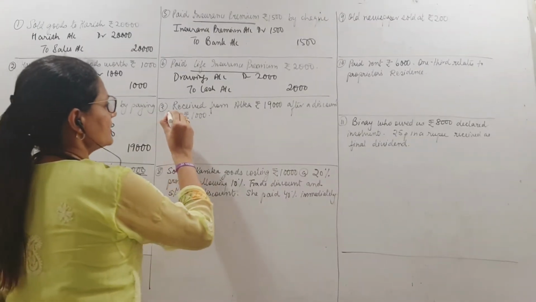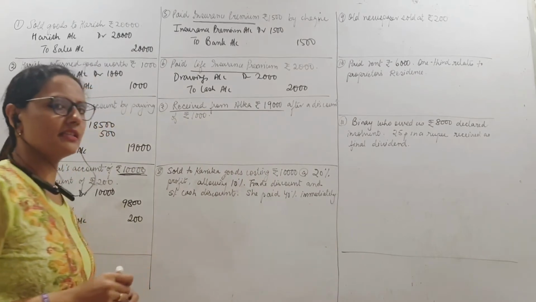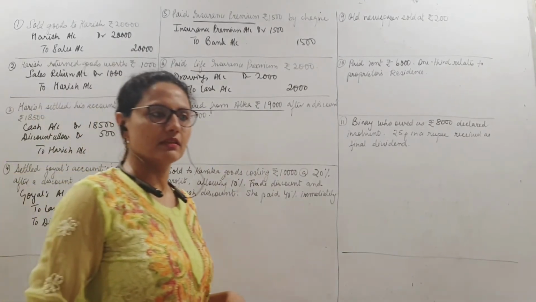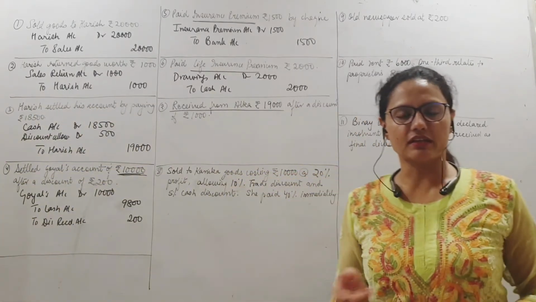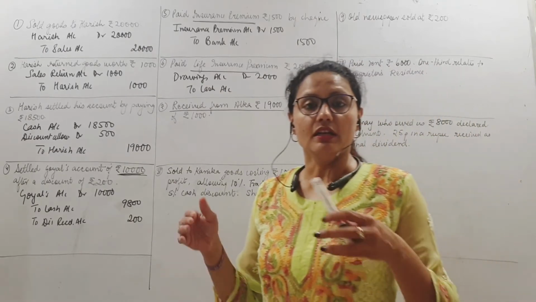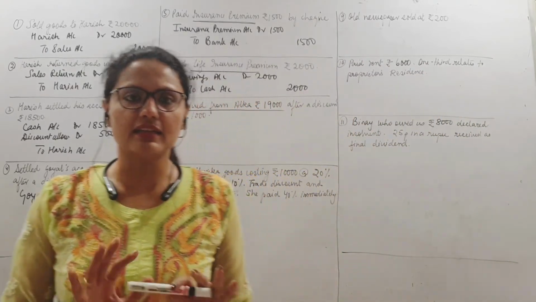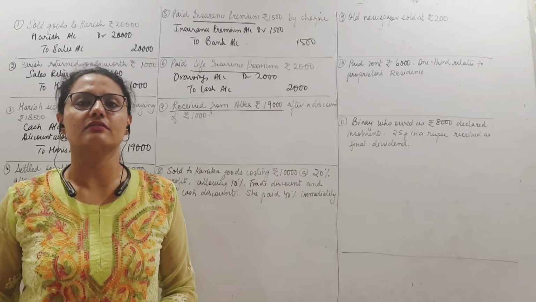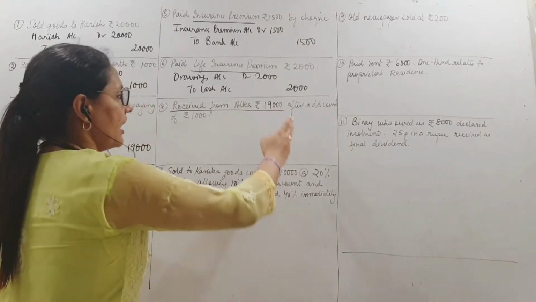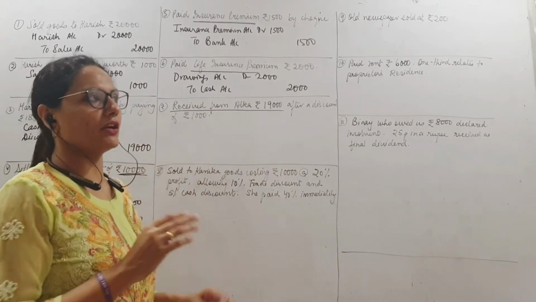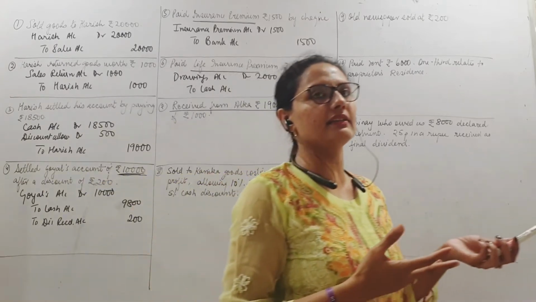Okay? If I just tell you this, received from Alka 19,000. What do you mean? Alka is paying you 19,000. Alka was your debtor. She is paying you 19,000. 19,000 you have received, right? Cash has come in 19,000. That is clear? After a discount of 1,000, meaning obviously Alka owed me more than 19,000.